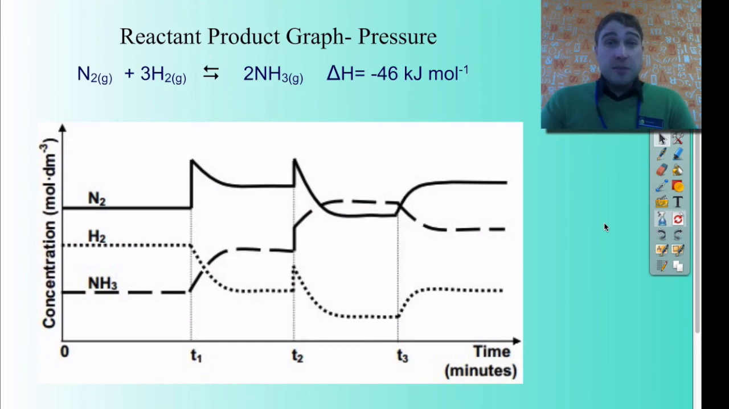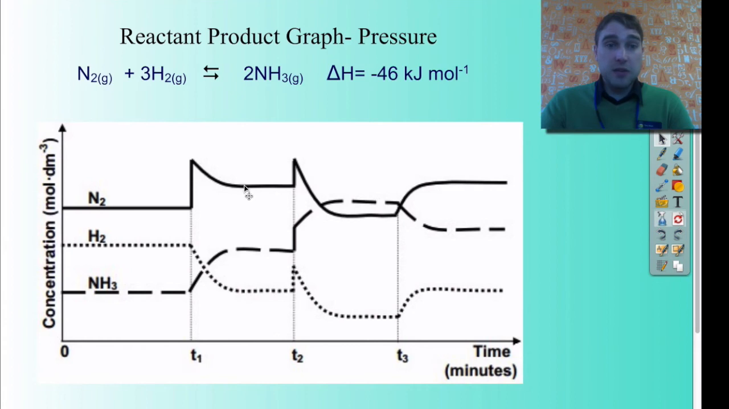Alright, so let's bring all three of those together by looking at what happens in this situation. So here's our equation, N2 plus 3H2 goes to 2NH3. We've got our delta H value here and it's negative. Let's have a look at what's happening at each of these positions when we're changing something. If we look down here at NH3, we can see that the NH3 concentration is increasing, the H2 is decreasing. We have a sharp increase in the nitrogen concentration. So what that means is they've added nitrogen to the system.